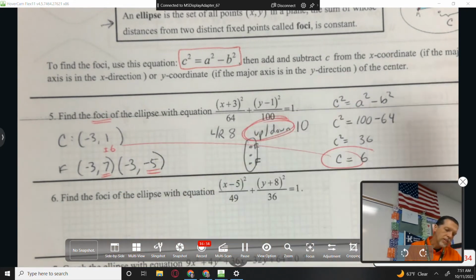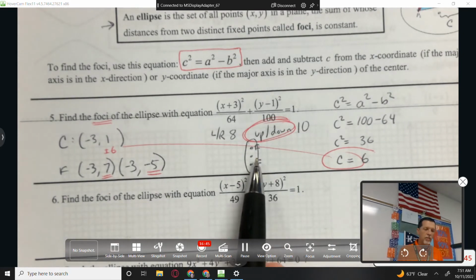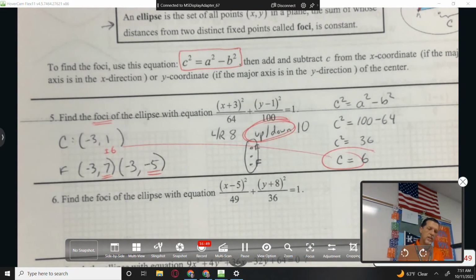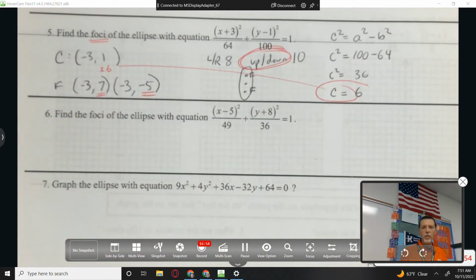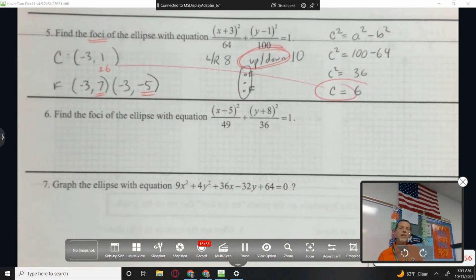Again, because this is an up and down. Correct. We only want to mess with the y because our x coordinates are going to be the same for the center and the two foci. Which is why we need to do number 6, because before we answer anything, we can tell the direction of this one. Is number 6 left and right or up and down? And how do you know it's left and right?